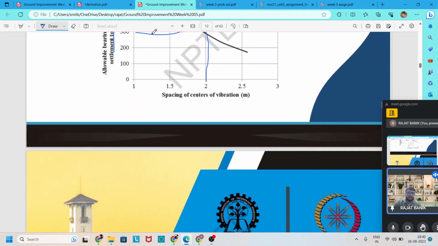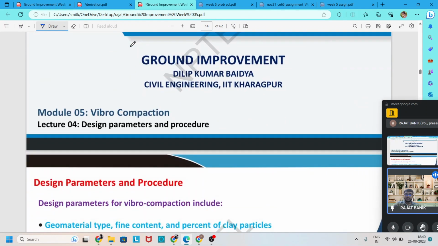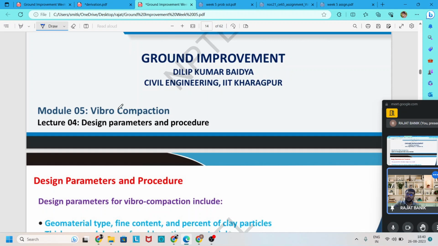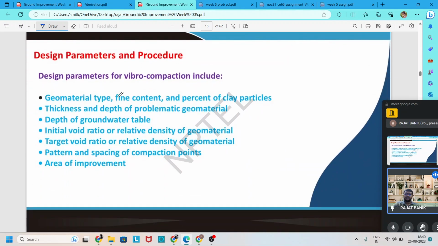improve our ground. So moving to the next lecture 4 in module 5, let's discuss the different types of design parameters and procedure. The design parameters for vibro compaction are the factors that govern the design of the vibro compaction.